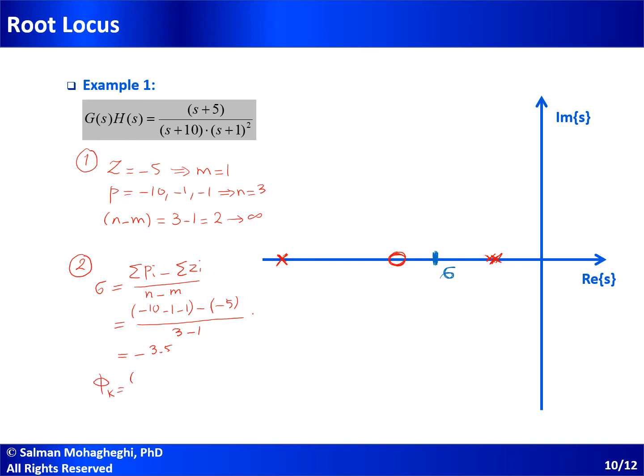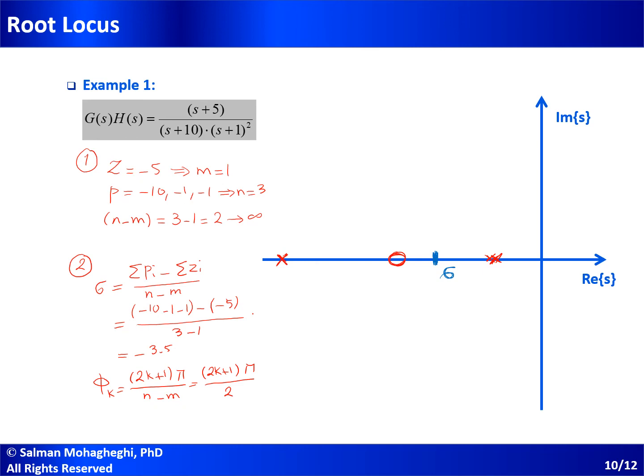So the angles would be (2k+1) times pi divided by n minus m, which is (2k+1) times pi divided by 3 minus 1, which is 2. Now you know from the previous step that we have two branches that will go to infinity along the asymptotes, so you would expect to get two asymptotes. Hence, in this calculation of the angle, you would expect to get two separate phase angles. And the third one, of course, you would expect it to be a repetition. But let's do the math here and see if that turns out to be the case.